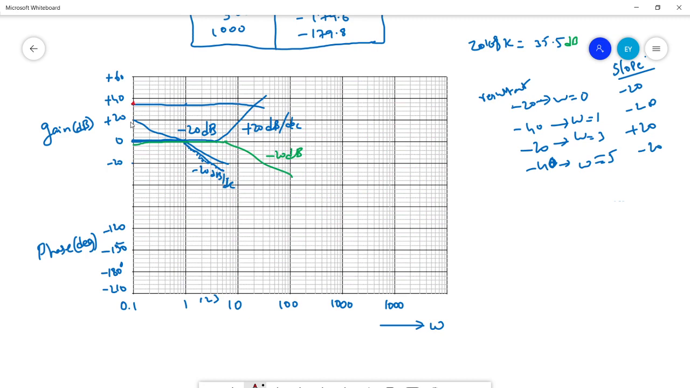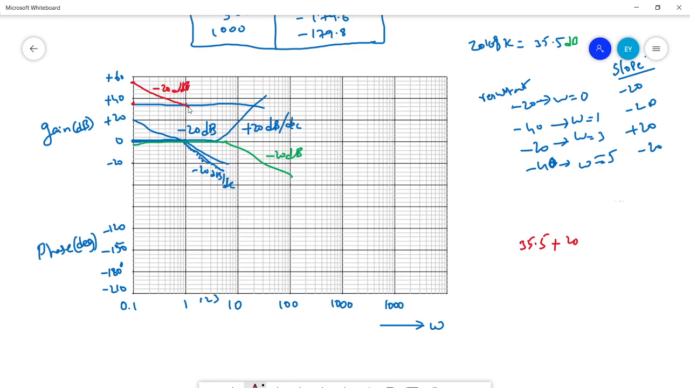If you are adding plus 20 to that, 35.5 plus 20, you will be getting 55.5. It will be somewhere here. So this is the first point, and once you get this point, till omega is equal to 1 there is no change in the slope, that is minus 20, right? Till omega is equal to 1, you get minus 20 dB per decade.